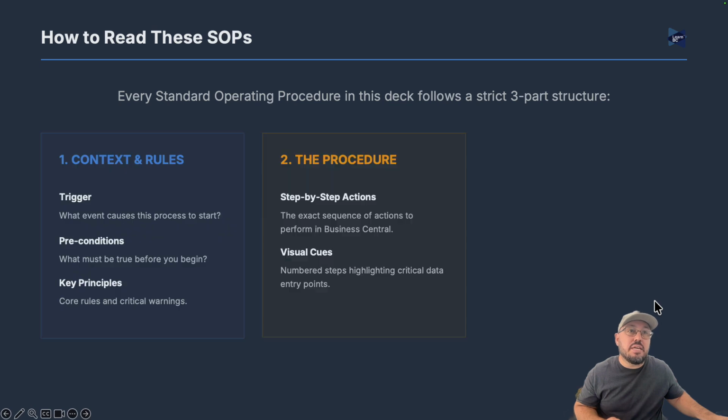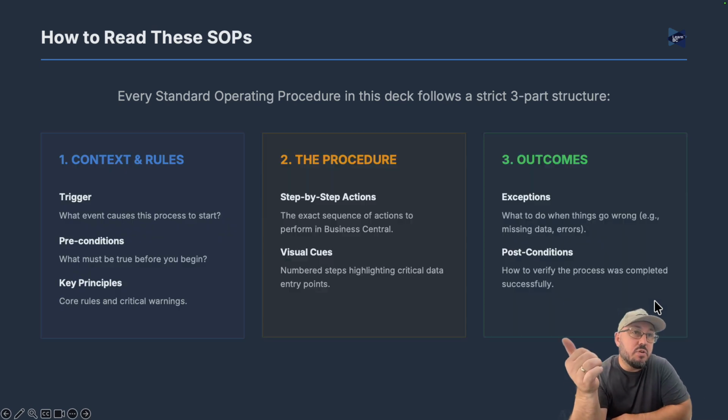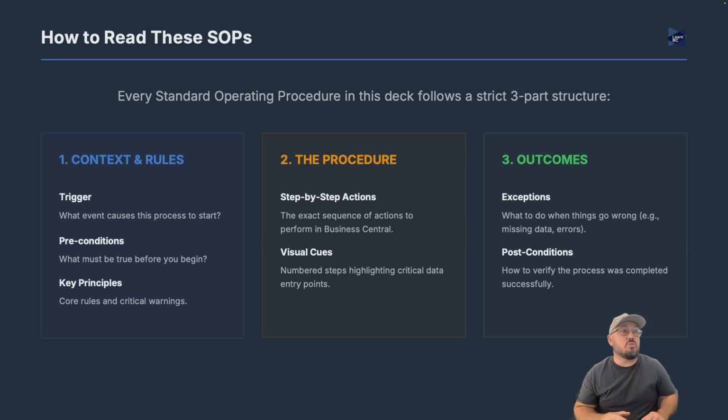Now, please take into consideration the context and the rules, what's the trigger, preconditions, and key principle, the procedure, and then the outcomes as we talk through what happens if it goes wrong and if it goes right.